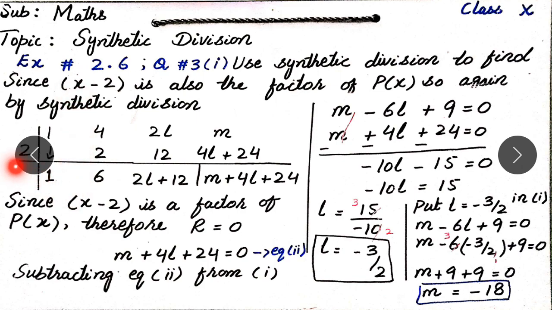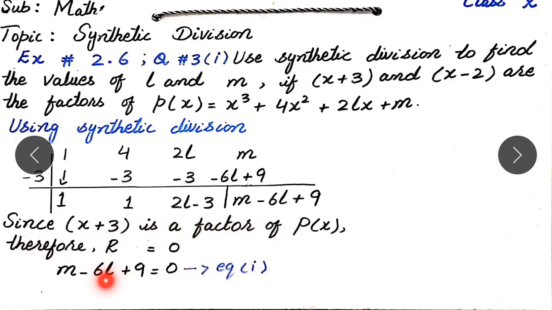1 can be brought down as it is. 2 1s are 2, 4 plus 2 is 6, 6 2s are 12, 2l plus 12, then 2 2s are 4l, 12 into 2 will result in 24. So m plus 4l plus 24 is the remainder. Again here we have m unknown, so the remainder is not 0, but we can write that since x minus 2 is a factor of p(x), therefore the remainder will be equal to 0 if m and l are found out. So here again we can put this remainder equal to 0, and here we have two unknown values, therefore we cannot solve it ahead, so we will name it equation number 2.